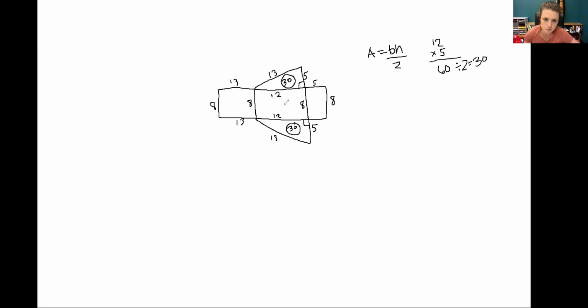Okay, so for this rectangle in the middle, I'm going to do 12 times 8, and 96, so I know that's going to be 96. And then this one over here is going to be 5 times 8, which is 40. And then 8 times 13.